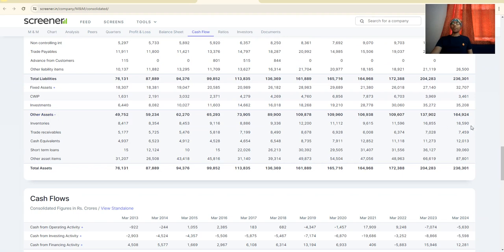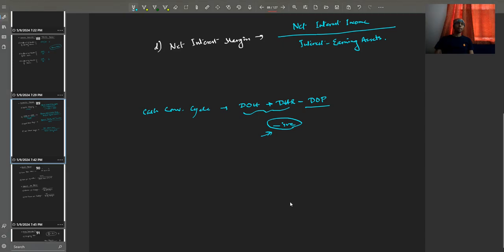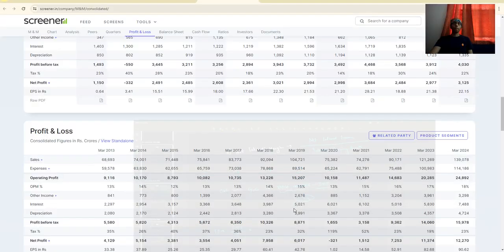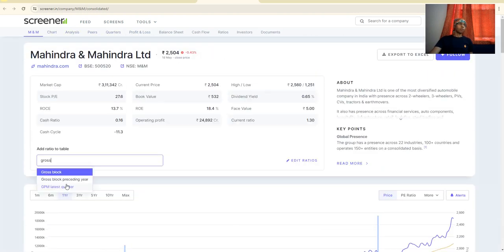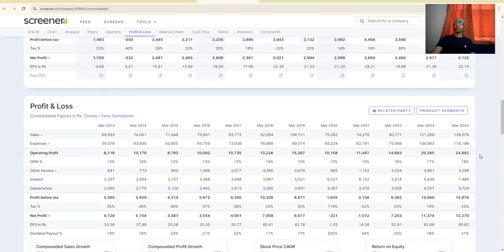So their inventories is 18,590. Let me calculate their cash conversion cycle. So inventory turnover, let me calculate. The inventory turnover is COGS by average inventory, right? They have not given a gross margin, so let me check what is their gross margin. Gross profit margin last quarter is 41.7%. So 60% of the revenues is, I can say, COGS. So 60% of 139,078 is 0.6 into 139,078, which is equal to 83,446.